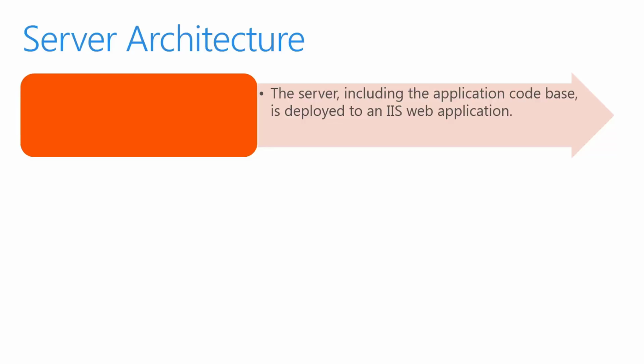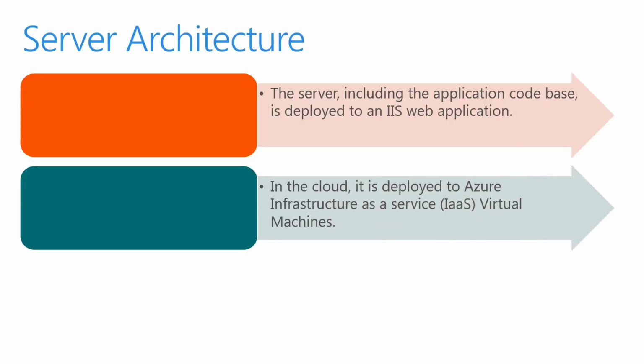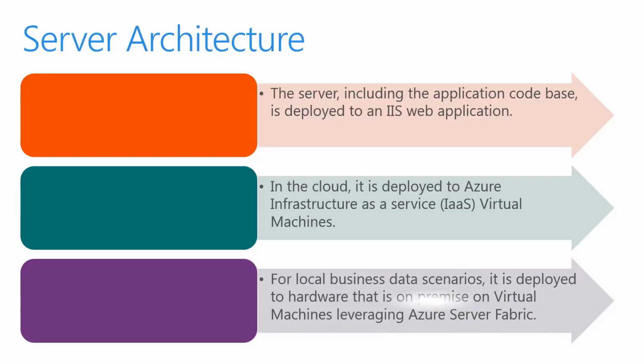The server, including the application codebase, is deployed to an IIS web application. In the cloud, it is deployed to Azure Infrastructure as a Service, or IaaS, virtual machines. For local business data scenarios, it is deployed to hardware that is on-premise on virtual machines.